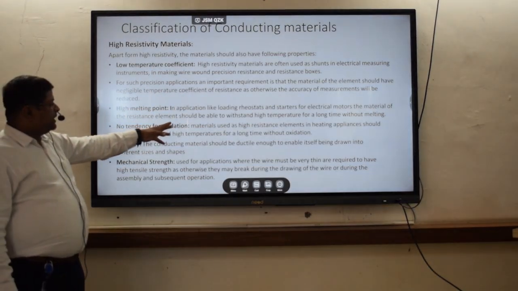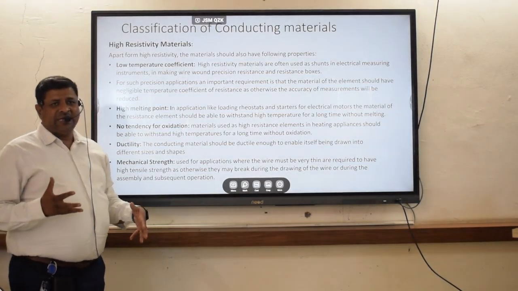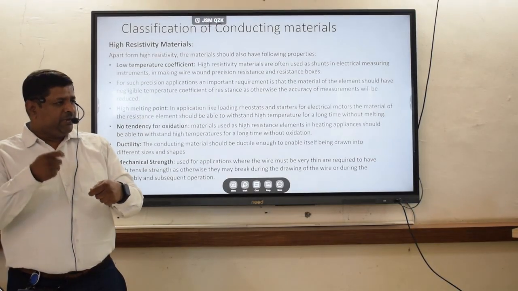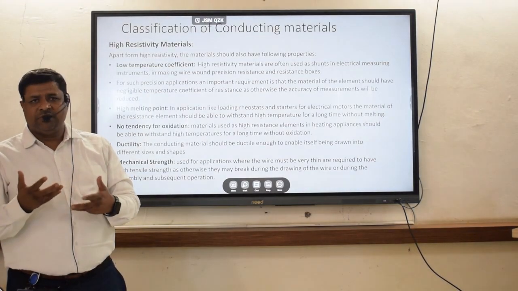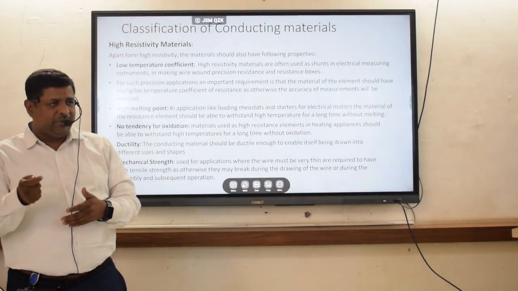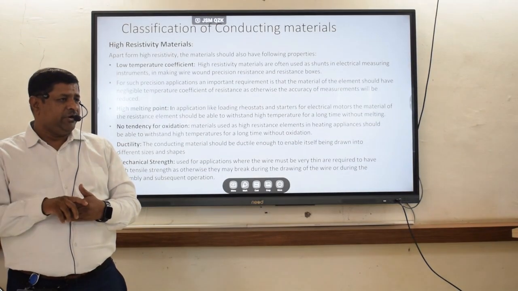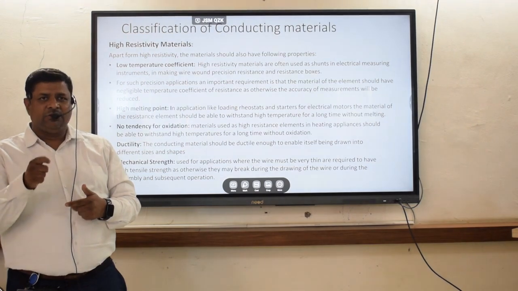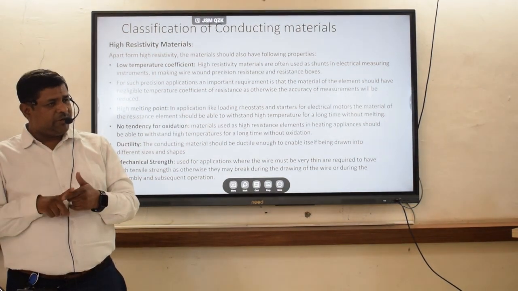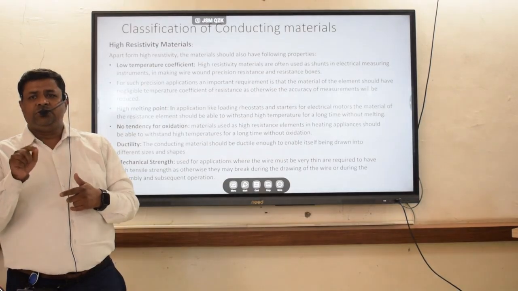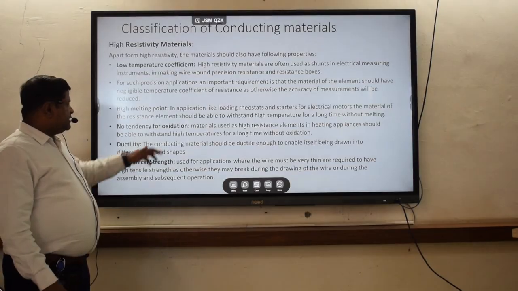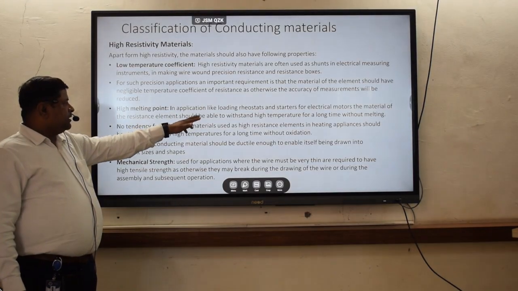Then a high melting point should be there. As these are used as high resistivity materials, for example a heater, if the heater gets melted instead of getting heated up, our purpose will not be solved. So whatever material you use as a heating element should have a high melting point. When you take a heater out, its temperature might be more than 1000 degrees Celsius. So the material used for that application should have a high melting point so that it does not melt when there is a huge resistance to the current through it.